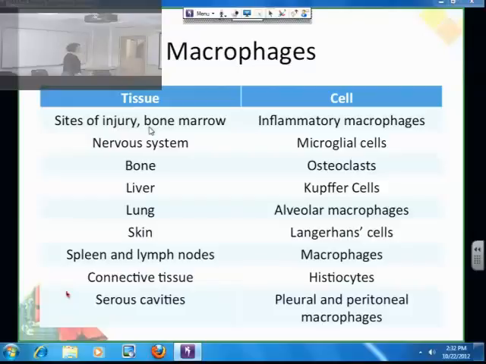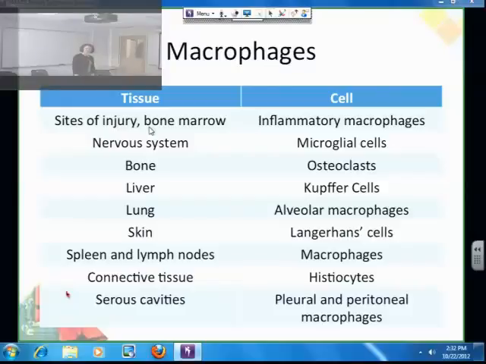So inflammatory macrophages are what you think of as the circulating ones, and there are also resident tissue macrophages that live in all the tissues in your body. Some of them have special names, like macrophages of the nervous system are microglial cells, and they're separated from the rest of the body by the blood-brain barrier, so that's why they're their own type.